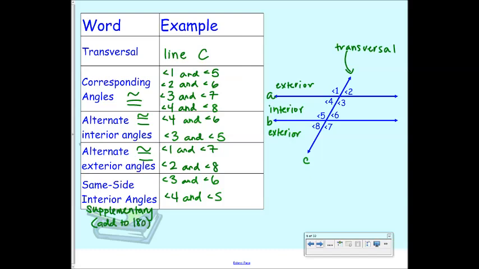That seems like a lot to memorize, but bear with me. I want you guys to think about this like, which one is bigger, angle 1 or 2?